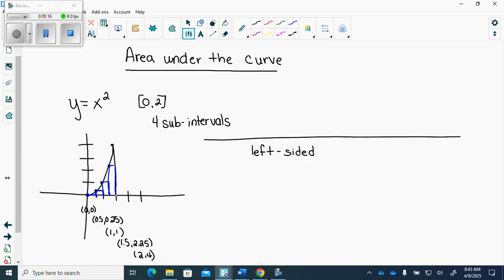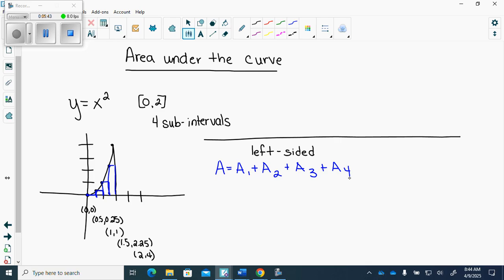Okay, so left-sided, we have to have area. So it's going to be area of rectangle 1 plus area of rectangle 2 plus area of rectangle 3 plus area of rectangle 4. You need to be able to do left-sided, right-sided, and midpoint because they will ask specifically for those. So if you're like, but I wanted to find the actual area, too bad, so sad. If they ask you for left-sided, 4 subintervals, you have to do that.